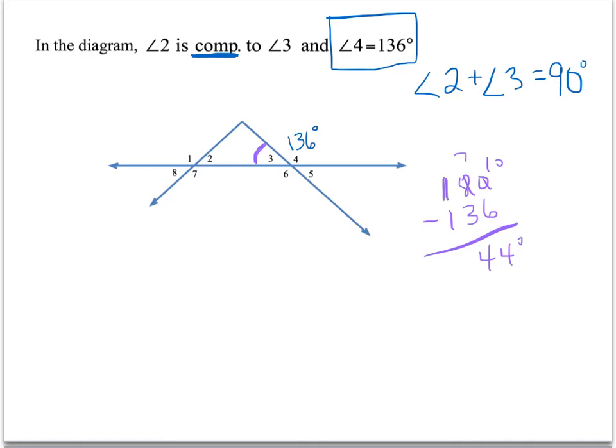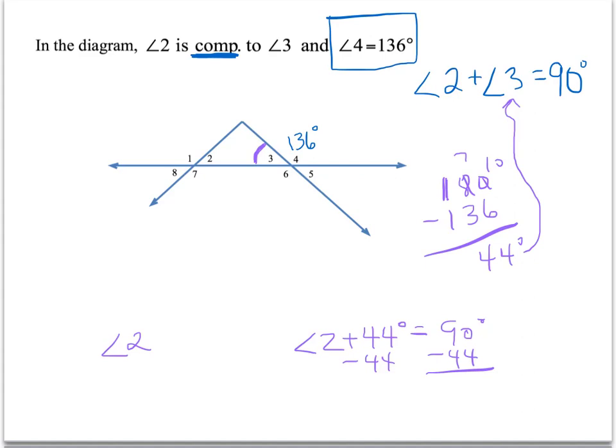Now, if I plug that 44 back in for angle 3, I see angle 2 plus 44 degrees equals 90 degrees. Simply subtract 44 from both sides, and that will give us our angle 2 measure. When we subtract, it is going to be 46 degrees. So I didn't really ask you a question in this particular problem. I just want you to be aware of complements and supplements.